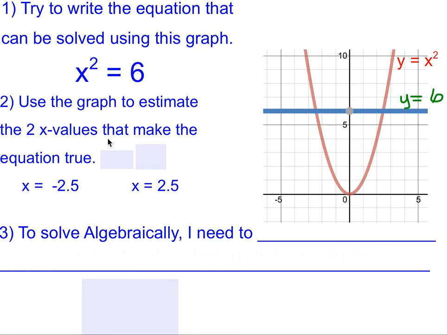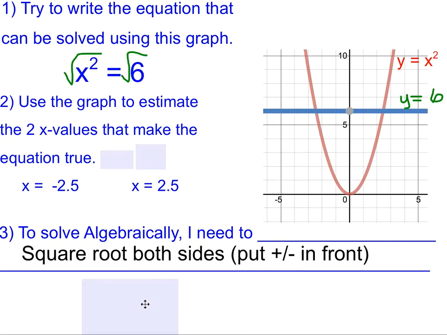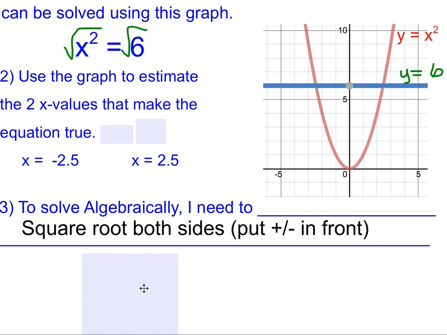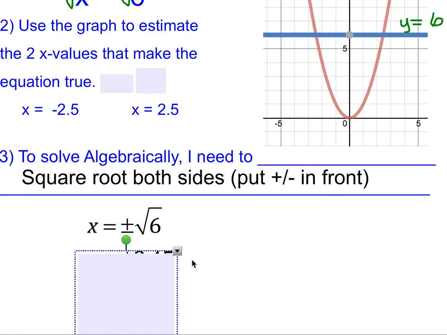So in order to solve this algebraically, what would we have to do to both sides? We have to get rid of the x squared. Okay, so we can do that by taking the square root of both sides. The key, however, is that when we take the square root of both sides, it's not just the square root of 6, it's plus and minus the square root of 6. So to solve algebraically, we have to square root both sides and then put a plus and minus in front. So for example, we're going to have x equals plus and minus square root of 6.